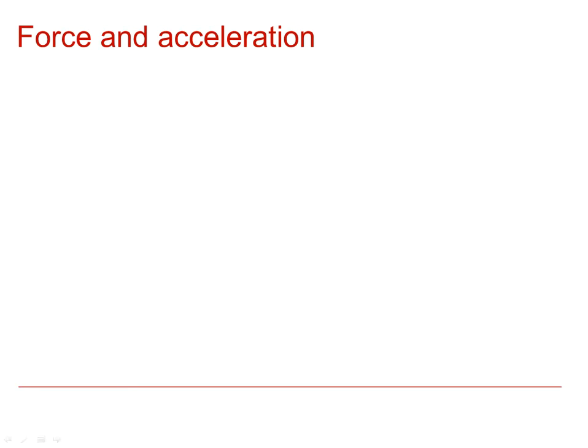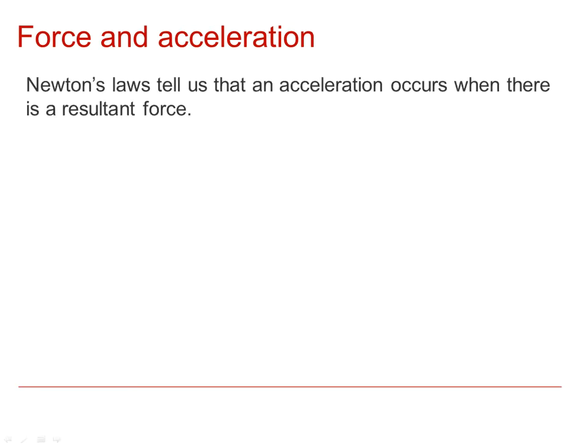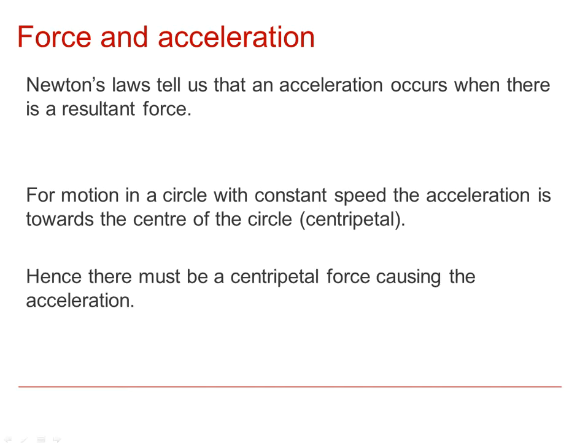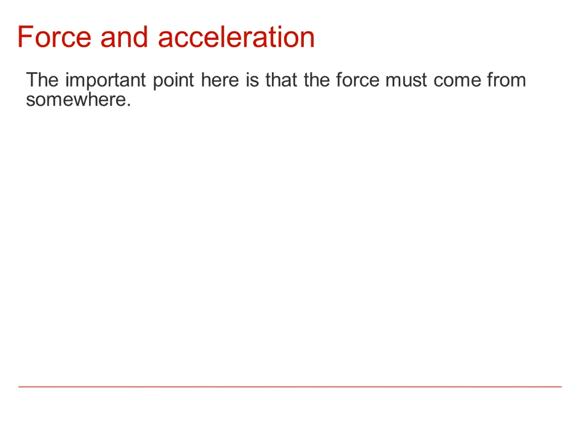We know that from Newton's laws we have F equals ma, so it says that if an acceleration occurs, then there must be a resultant force. With circular motion, the acceleration we saw is towards the centre of the circle, centripetal, and therefore there must be a centripetal force producing that acceleration. So that centripetal force has got to come from somewhere.